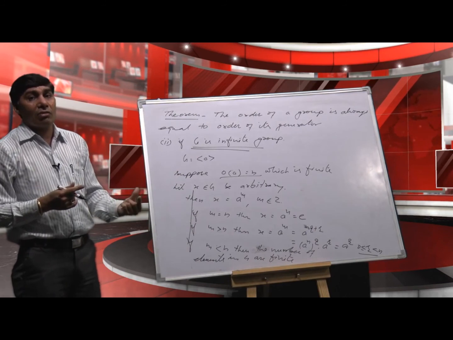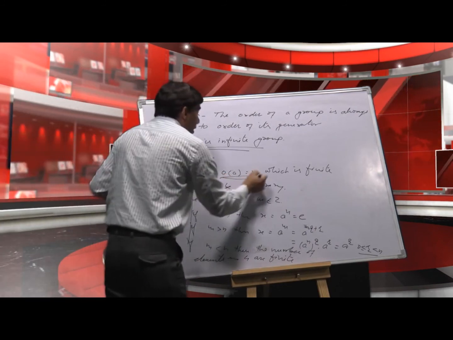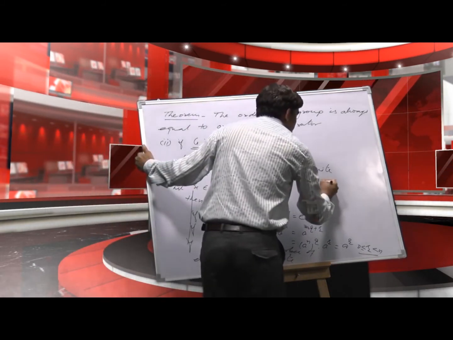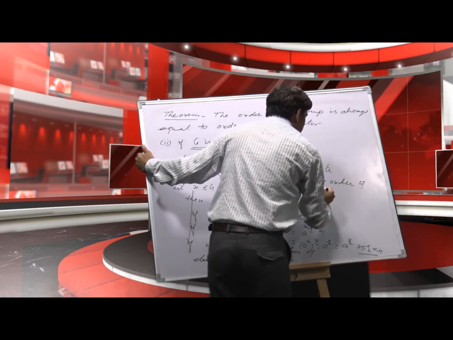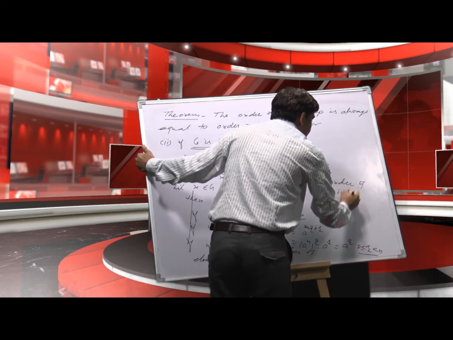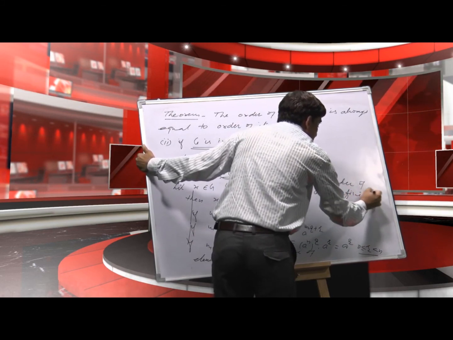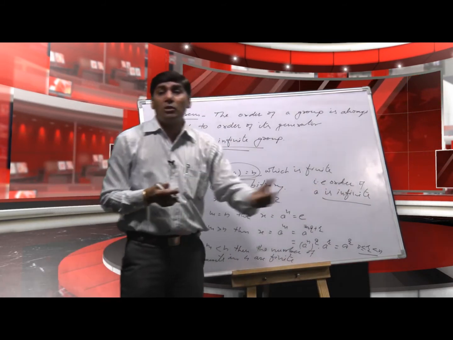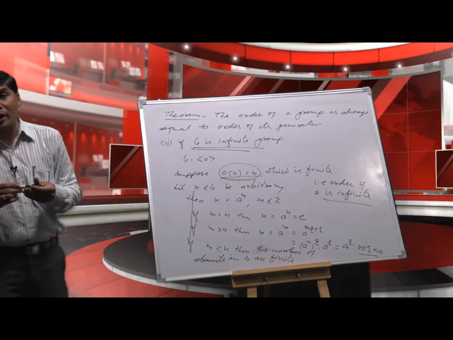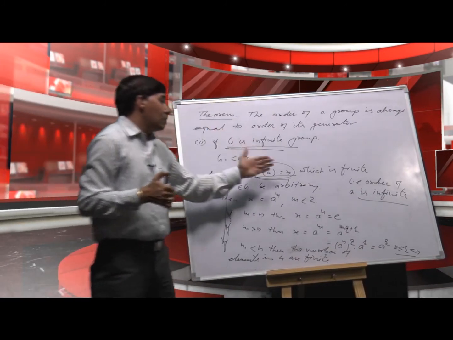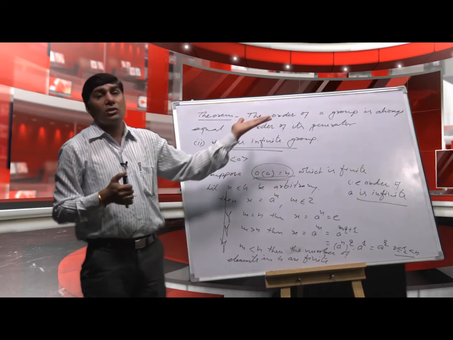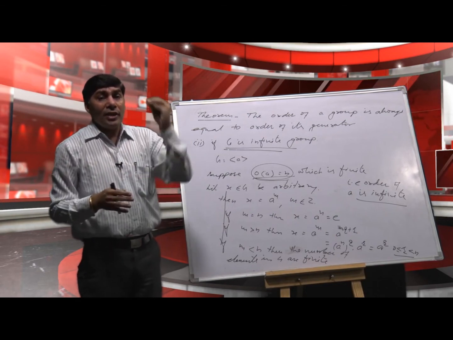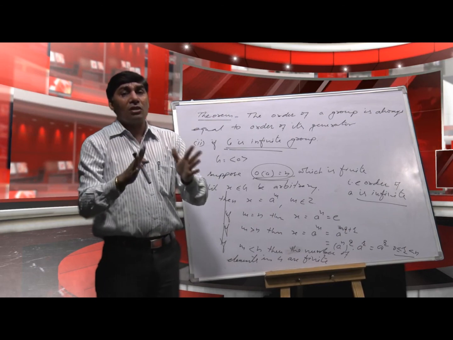This contradiction shows that our supposition is wrong, that is, order of a is equal to n is wrong, that is, order of a is infinite. So if order of G is infinite, then order of its generator is also infinite. So in both cases we have proved that the order of a generator is always equal to the order of the group. So in a cyclic group we can conclude that the order of the group is always equal to the order of its generator.